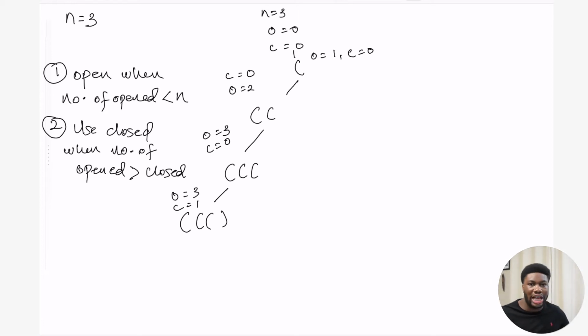Again, similar to what we have in the past, we can either open or we can close. But we can't open because we already used up all our open brackets. The only thing we can do is close. So we'll have this, and finally, we can only close because the number of opening that we have is greater than the number of closed, and we can't open anymore because the number of openings that we have is equal to n.